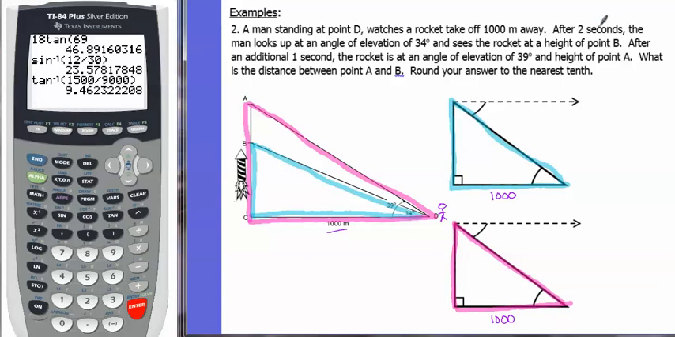So after 2 seconds, the man looks up at an angle of elevation of 34 degrees and sees the rocket at point B. So here's my B in my blue triangle, and he's looking up at 34 degrees. After an additional 1 second, the rocket is at an angle of elevation of 39 degrees, and it's at point A. So it wants to know the distance between point A and point B, which I'm going to label in orange. It just wants to know this little piece.